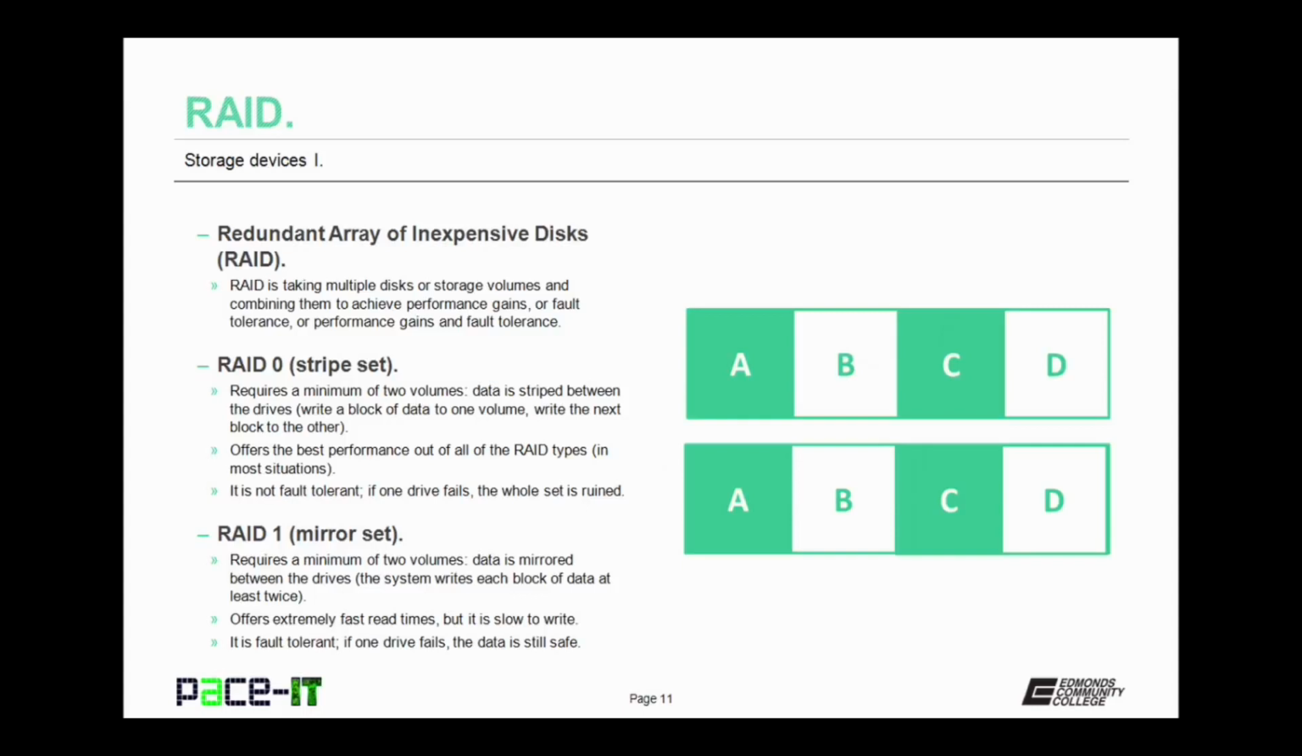To combat that, RAID 1 was developed. Now, RAID 1 is also known as a mirror set. Now, it too requires a minimum of 2 volumes, but the data is mirrored between the 2 drives. The system writes each block of data at least twice. Now, RAID 1 offers extremely fast read times, but it's relatively slow in write time as it needs to write twice. But it is fault tolerant. If one drive fails, the data is still safe.